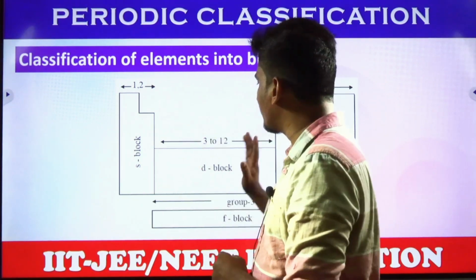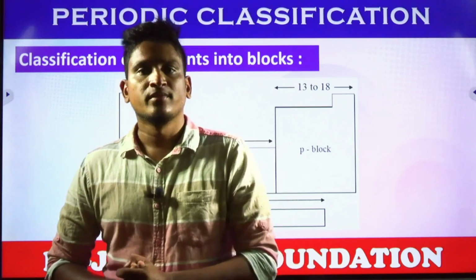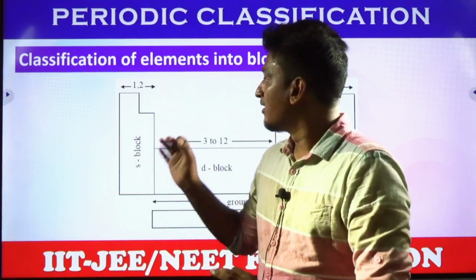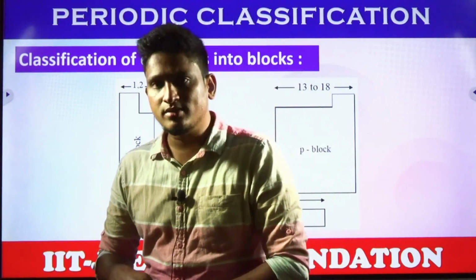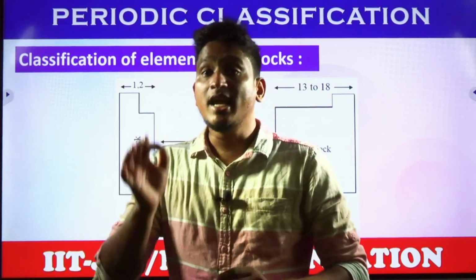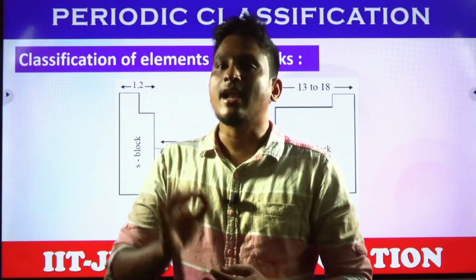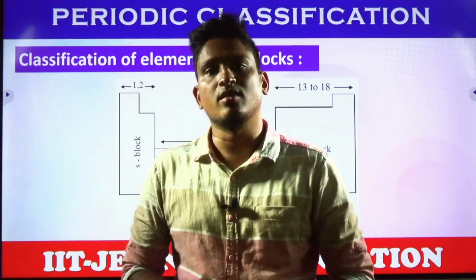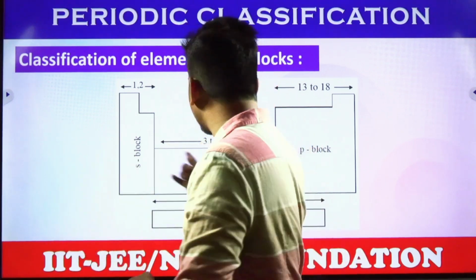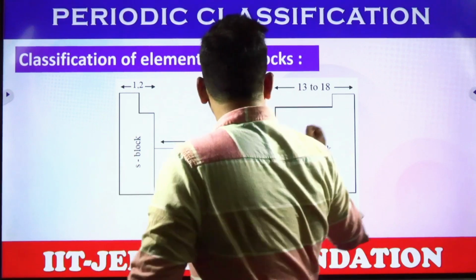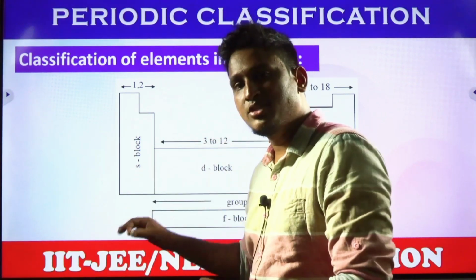So what is s block, p block, d block and f block? S block elements are groups 1 and 2. On what basis are they classified? All these blocks are classified based on where the last electron is entering, in which subshell. If the last electron enters the s subshell, it is called s block. If it enters the d subshell, d block. If the last electron is in the p subshell, p block; f subshell, f block.